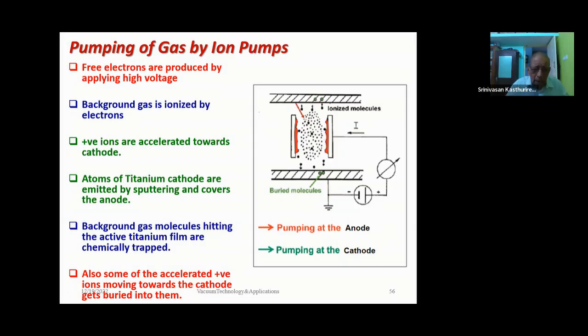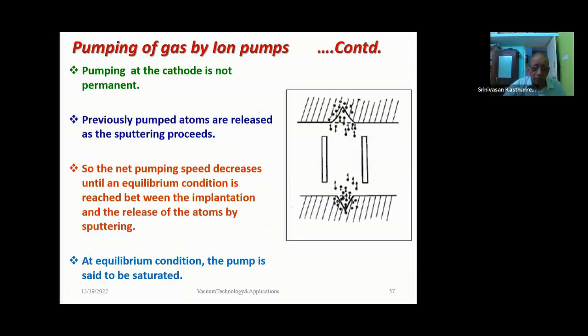Some of the accelerated positive ions moving towards the cathode also get buried in the cathode. But the so-called trapping into the cathode is not a permanent solution, because the next layer of ions hitting the cathode will remove these molecules again. So pumping at the cathode is not permanent. The previously pumped atoms are released as the sputtering process proceeds.